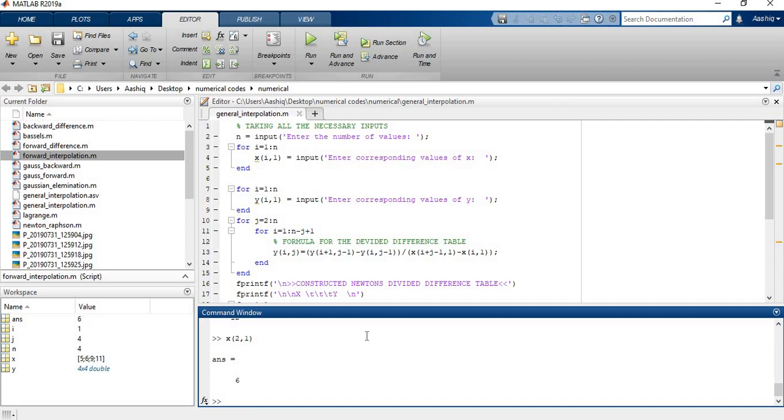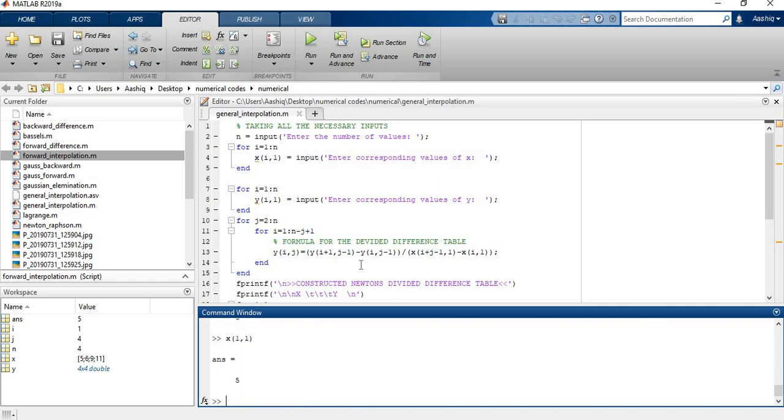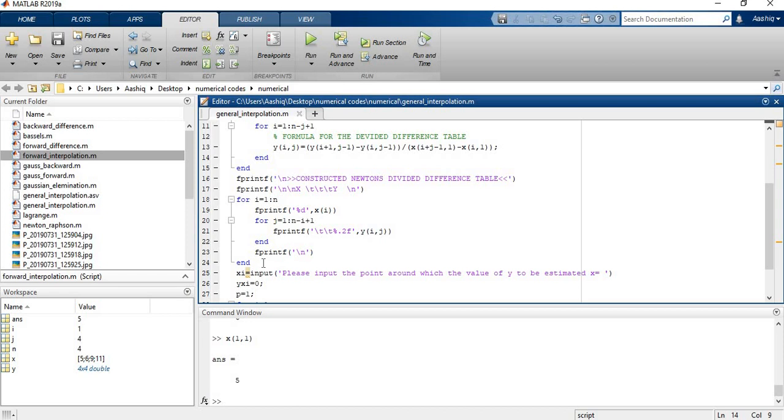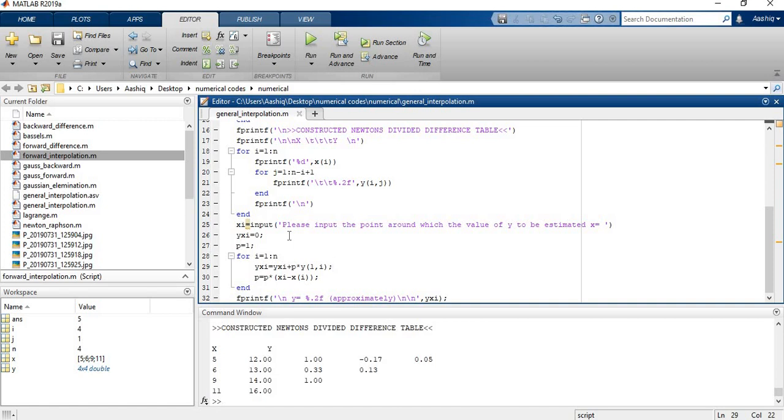So this is 6, and likewise x of i, comma 1, that is x of 1, comma 1, and that is 5. So from the input values, I can see 6 and 5, those are x of 1 and x of 0. So this formula generates the divided difference table. So as it is verified, I would like to print my divided difference table. So here it is. And now I'm going to show you how to interpret Newton's general interpolation formula.